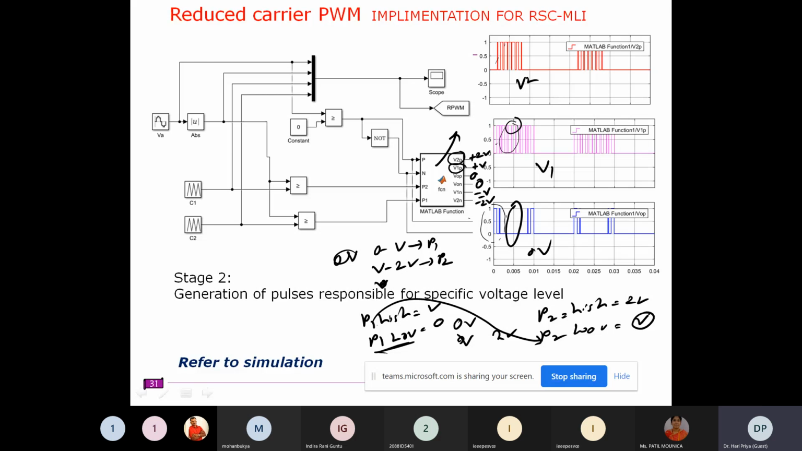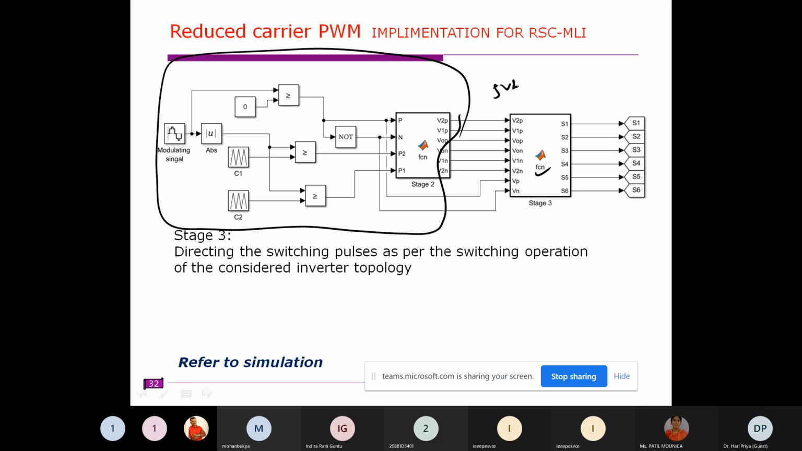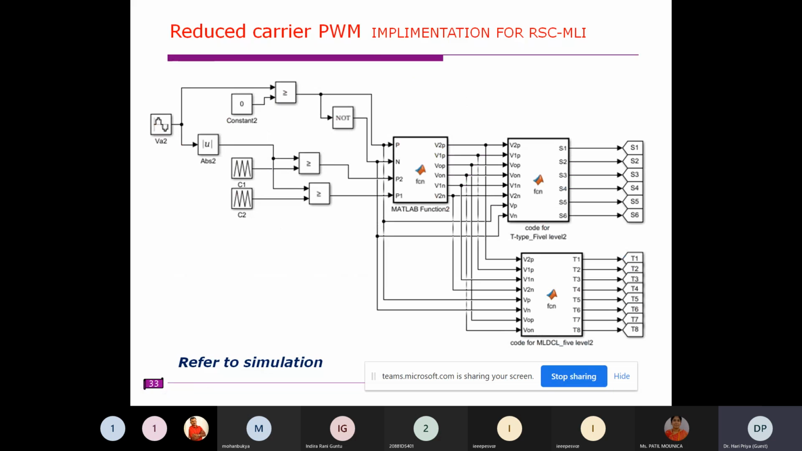Now these pulses need to be directed to the converter. That is stage 3. Until here, this is common for any 5-level configuration. It can be the MLDCL configuration, cascade H-bridge, or reduced switch count, any configuration. Stage 1 and stage 2 are common. The difference lies in stage 3, where you have to direct these pulses as per the switching operation of the inverter. I have taken two inverters and simulated both of them to obtain the desired output voltage. The combination is changed in this. Now, how it is changed, I will show you in the simulation.